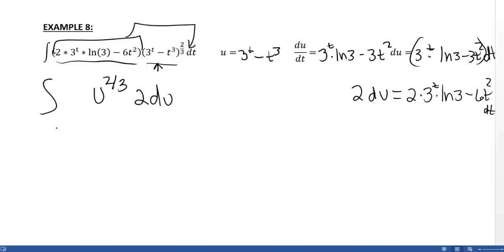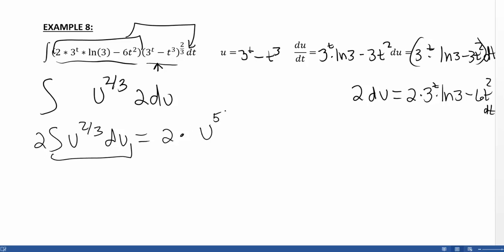So again, I'm going to pull my constant to the front. That's a matter of preference. You don't have to do that. But I find it's easier to do the algebra. So now we have a power rule here. So the constant multiple says that 2 will multiply our antiderivative. So if we add 1 to the power, we're going to get u to the 5/3 divided by 5/3.